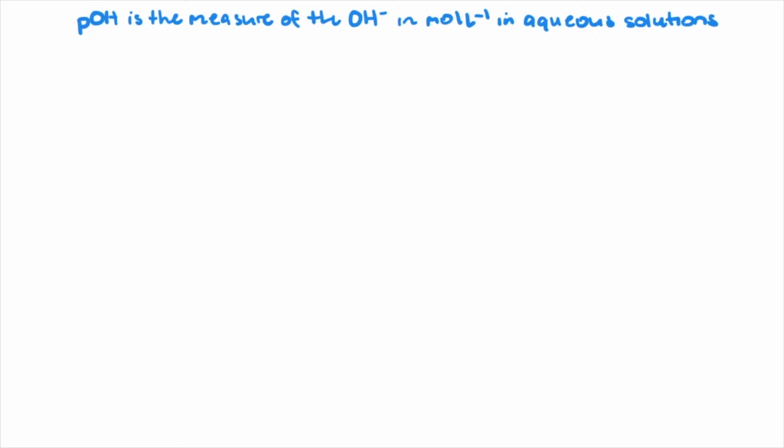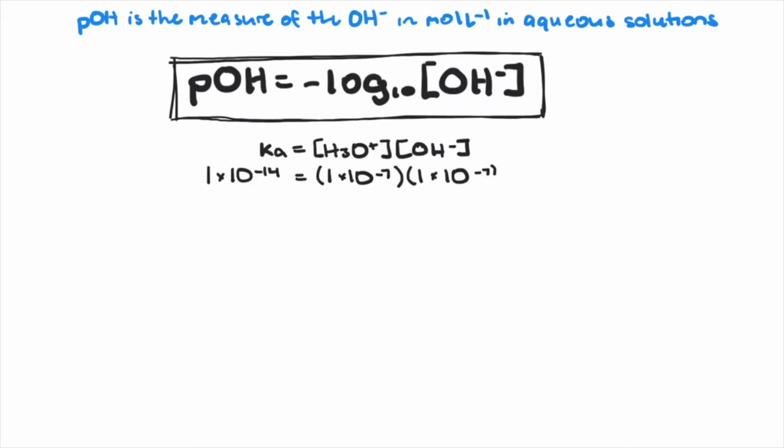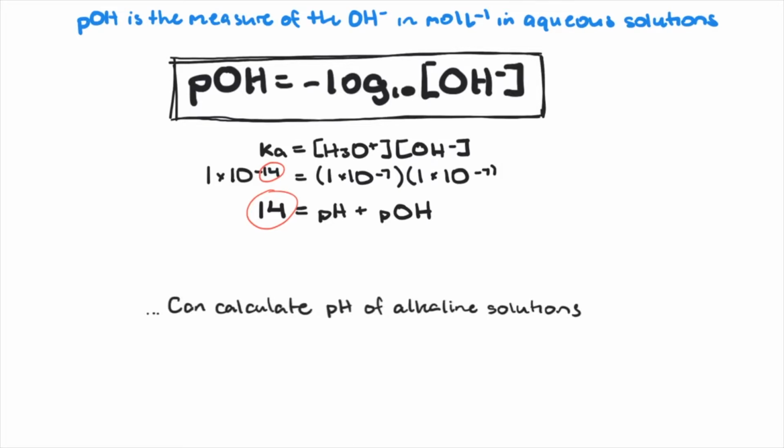pOH is just like pH, in which it is a measure of the hydroxide ion concentration in moles per liter in aqueous solutions, which is calculated in a similar way. Knowing the equilibrium constant for water at 298 K, and therefore how pH and pOH total 14, it gives us another method for calculating pH of alkaline solutions or the pOH for acidic solutions.